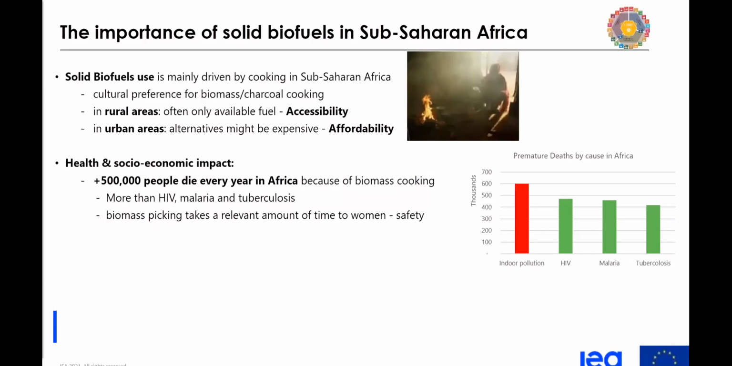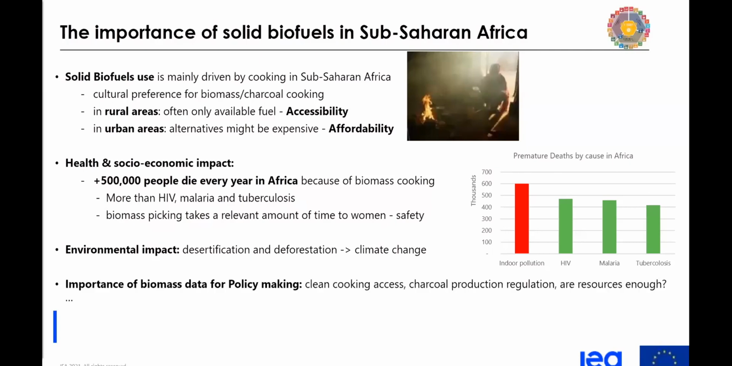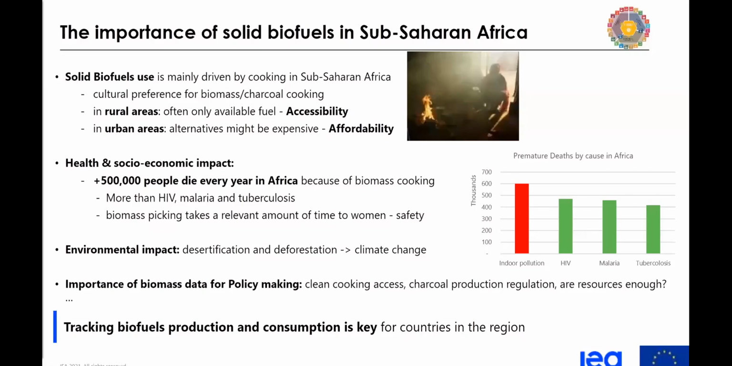Other drawbacks of using biomass is that women also suffer from wood collection and spend several hours daily picking biomass. There are also safety consequences as they usually go alone in the forest. If the use of biofuels and wood is not done in a sustainable way, then there are negative impacts on the environment. If there is no balance, then the forest is reduced. It is also important to collect good biofuels data for policy making in order to guarantee that we ensure clean cooking access, proper regulations for charcoal production, etc. Therefore, tracking biofuels production and consumption is key for countries in sub-Saharan Africa.